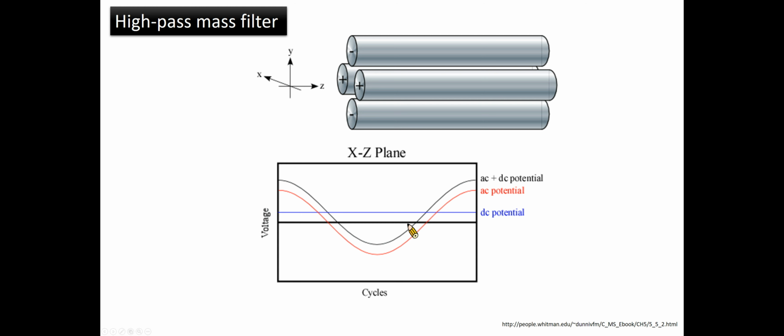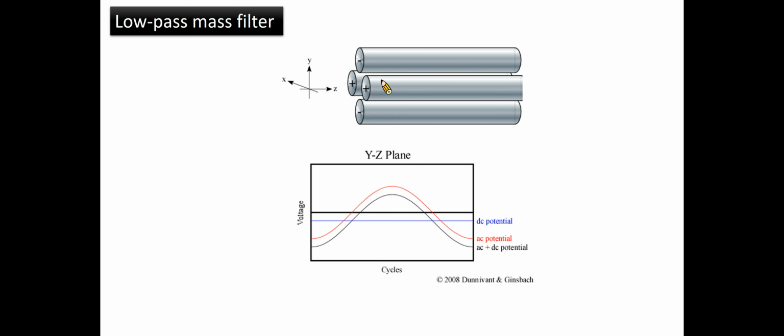Light ions, on the other hand, will respond more readily to the alternating AC current. Ions that are sufficiently light will have an unstable trajectory in the XZ plane and will not reach the detector. Only ions heavier than a selected mass will not be filtered out by the XZ electrodes. As a result, XZ plane electrodes only filter light ions and form a high-pass mass filter.